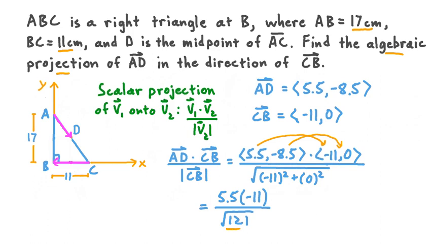But then 121 is 11 squared, so that factors of 11 in numerator and denominator cancel out, and we're left with negative 5.5. This is the algebraic projection of AD in the direction of CB.